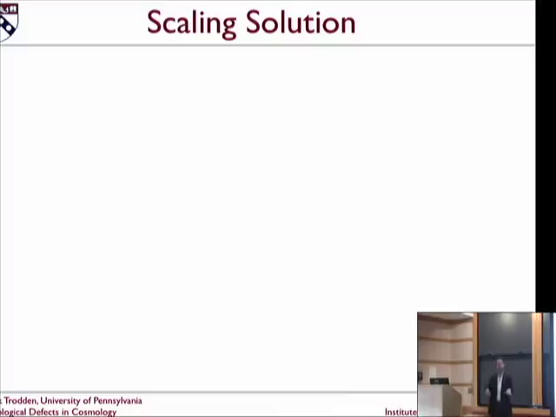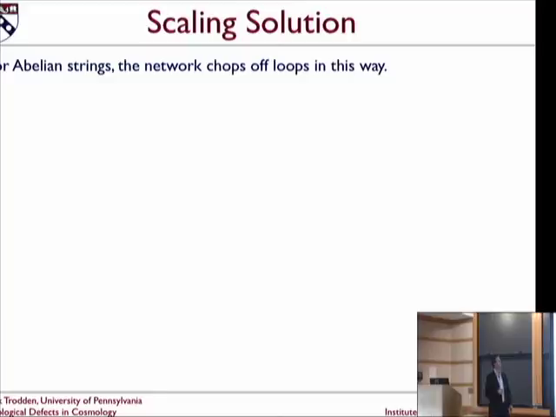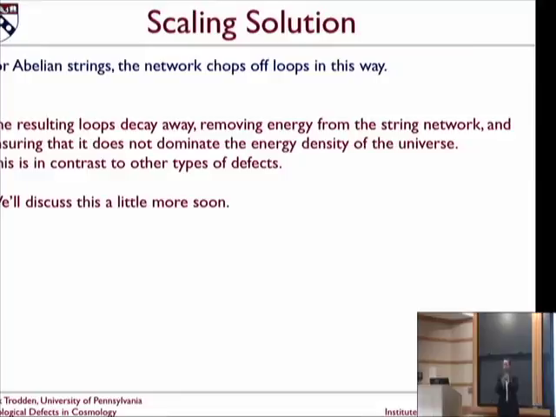So once you go through the phase transition, it's very important to know how many of these things are around, because I'm going to care how they affect the universe. So for abelian strings, because I've shown you that there's this intercommutation behavior, the network, and I'll show you what I mean by the network, will chop off loops all the time. Those loops will radiate away the way that you noticed in that simulation. And the nice thing about this is that when you chop off loops and they radiate away, they're taking energy out of the network of strings.